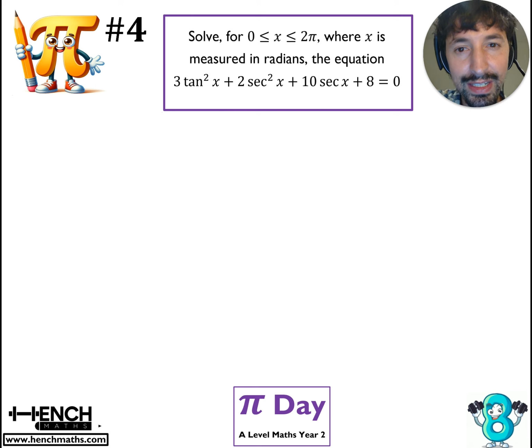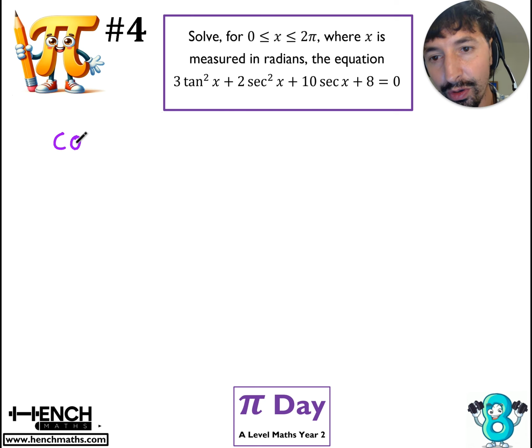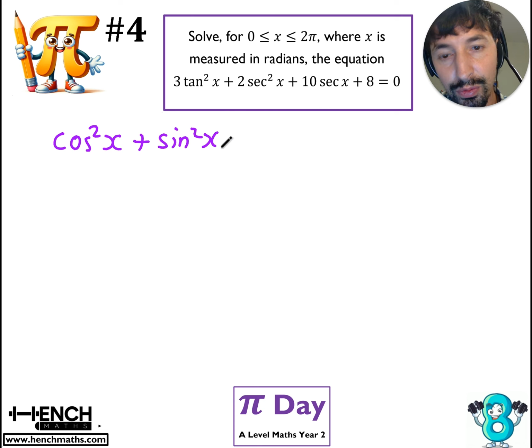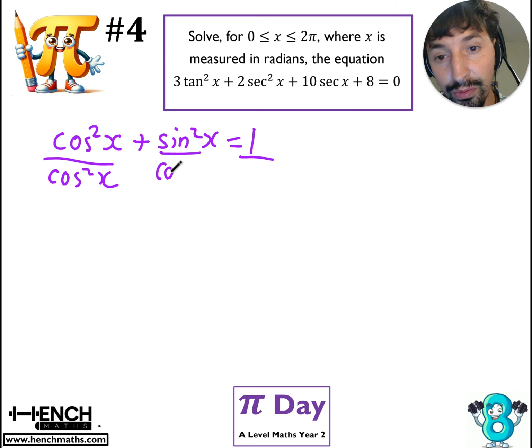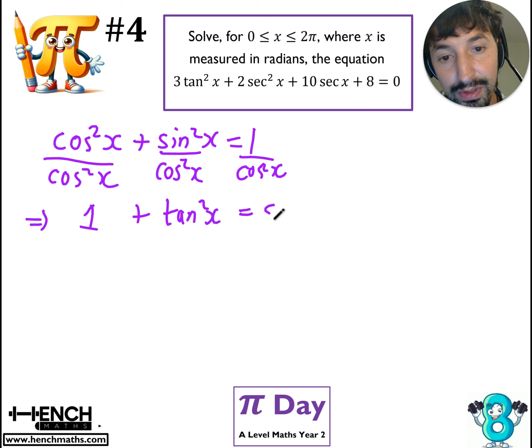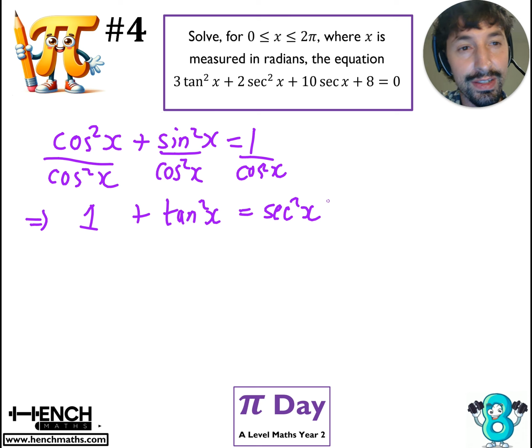So the identities we're going to need here. There is a relationship between tan and sec, so I'm actually just going to prove the identities. If we start with cos squared x plus sine squared x equals 1, you divide everything by cos squared x, so all three terms. Algebraically it's valid, doing the same thing to both sides. That means we get 1 plus tan squared x equals sec squared x. And this is the identity we're going to use.